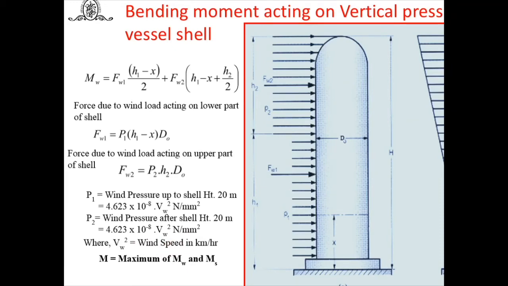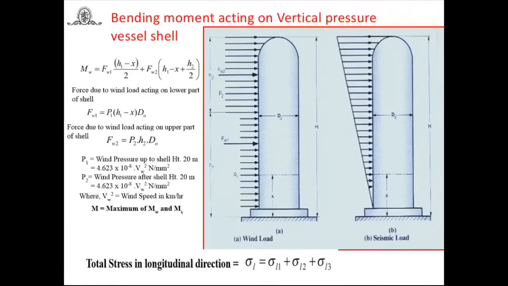Now in this case, in both the cases, up to this and up to this, we have to substitute this value. You will get FW1, FW2. Again substitute here MW, the bending moment, or you can use the fundamentals of strength of machine element, considering the length, and find out the bending moment. Now this is for wind load.